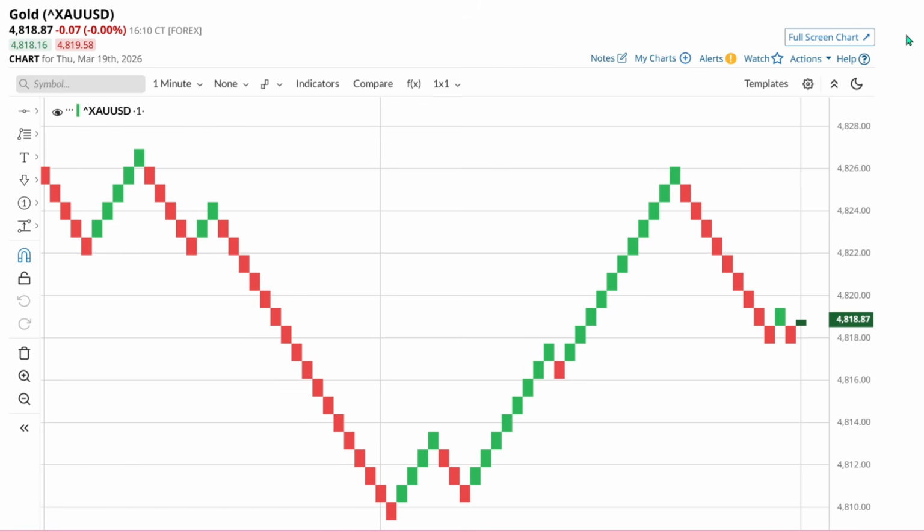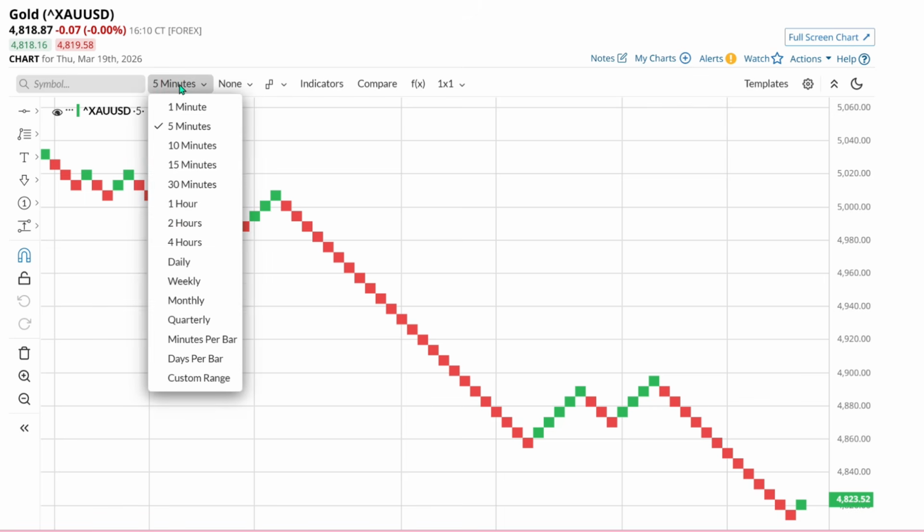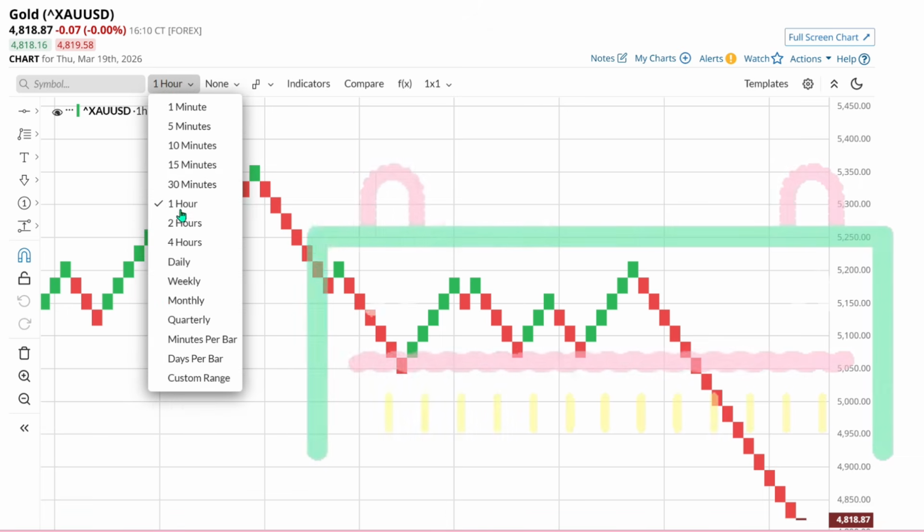Let me give you a simple rule you can actually use. If your chart feels too noisy, go up a time frame. If your chart feels too slow, go down a time frame. That alone will fix a lot of bad setups.